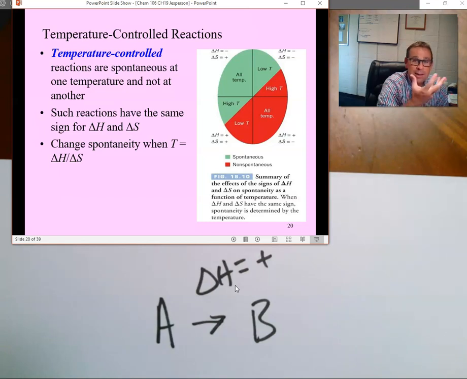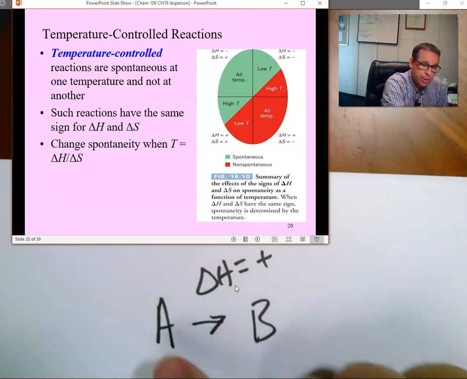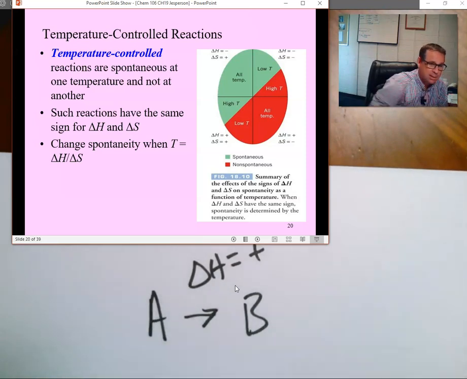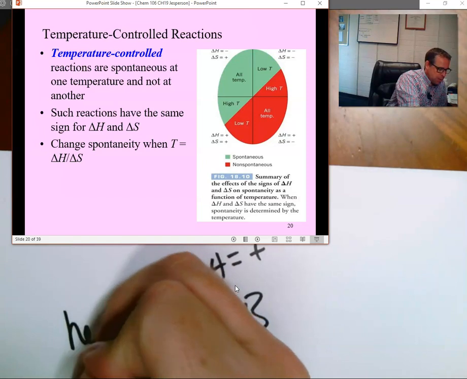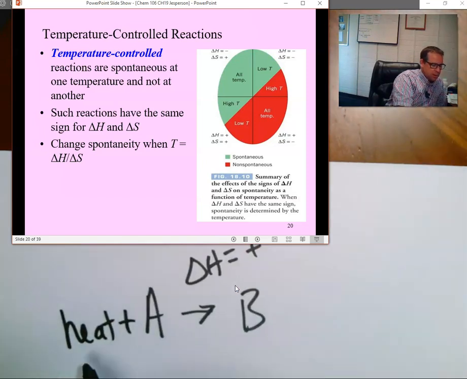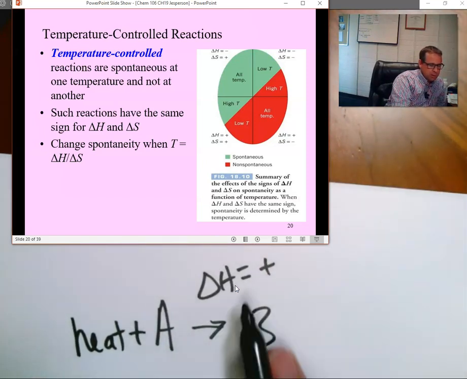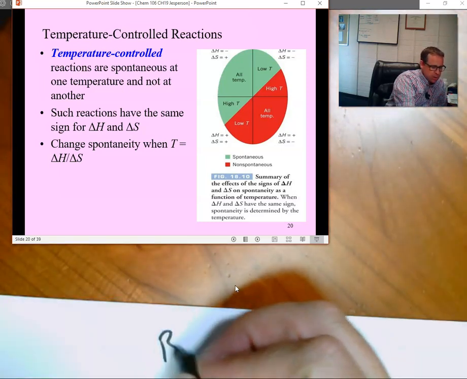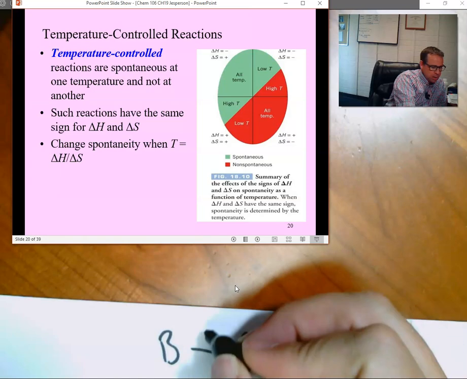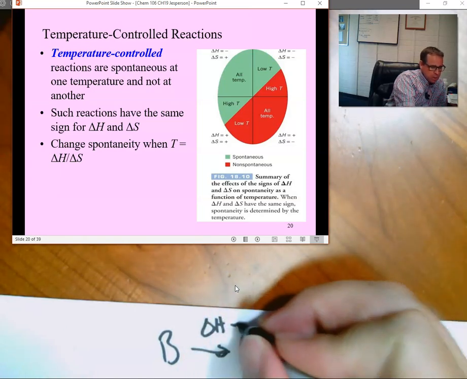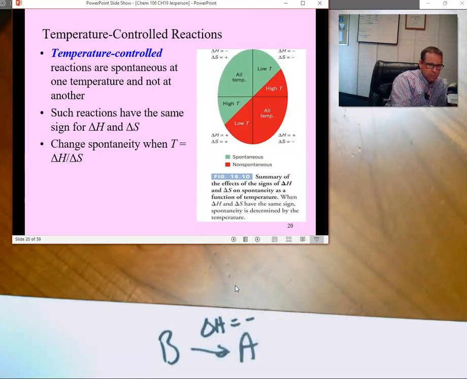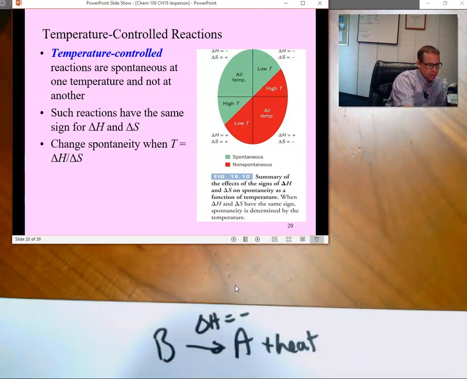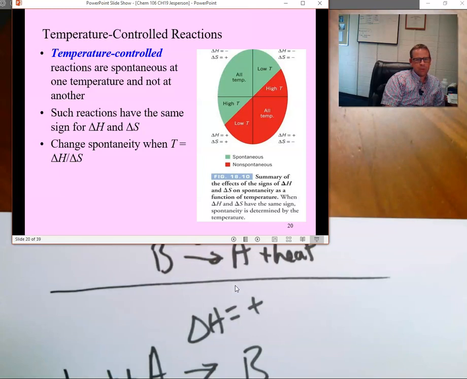That's right. It gets energy. The process requires energy, heat energy. A plus heat, right? Heat then acts as a reactant. Heat plus A goes to B if delta H is positive. For a reaction where, let's say, B goes to A and the delta H for this reaction is a negative value, that means heat is like a product for that reaction.